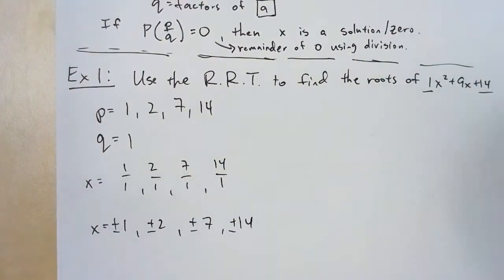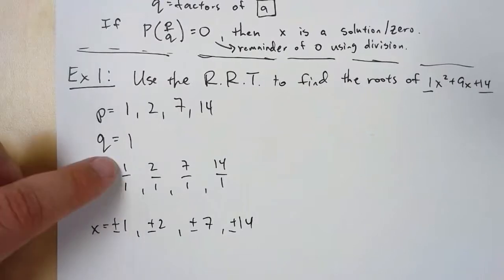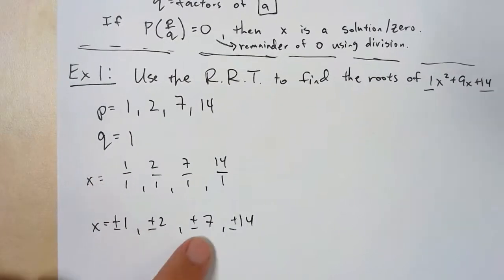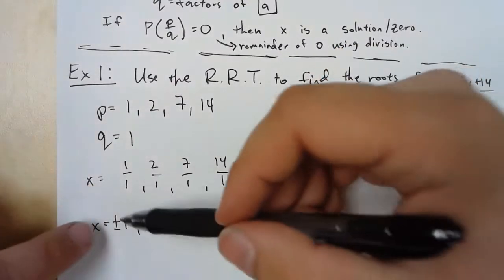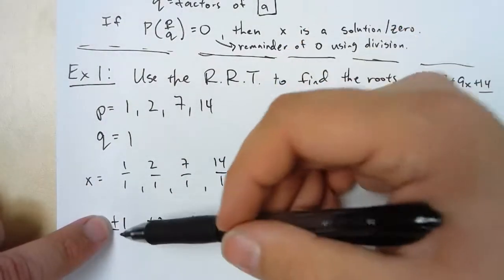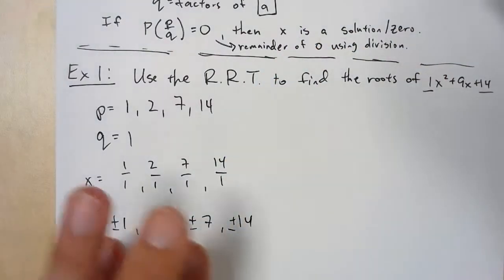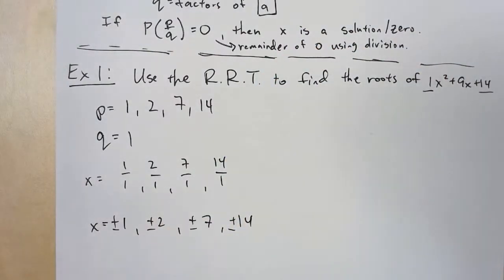So we have a list of 8 numbers to possibly check. We could have positive and negative 1, so we have to have 2 answers here, 2 answers here, 2 answers here, and 2 answers here. Because a positive divided by a positive is positive, and a negative divided by a negative is still positive. So we can have both of these. So our next step is to write this in synthetic division form.